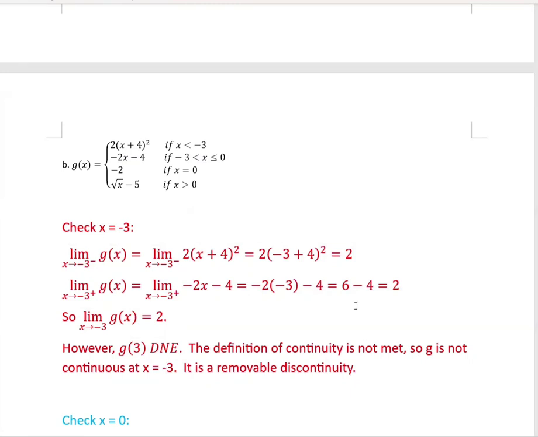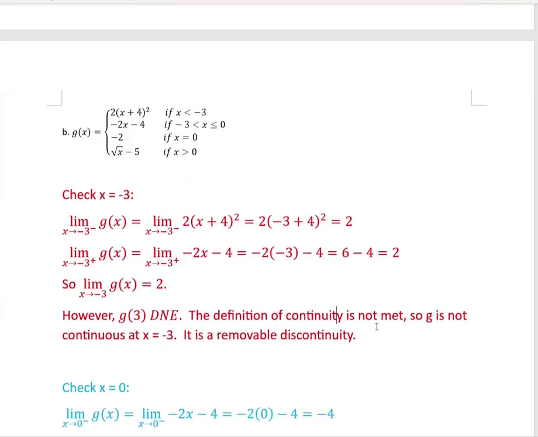Why is it removable? Well, if we just add one more line over here, that g of x is equal to 2 at x is negative 3, then it will become continuous again, since the limit definition of continuity is met. So that's why this one is like that.